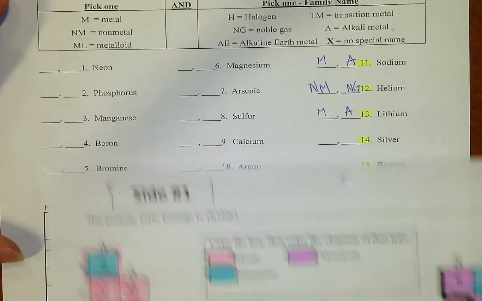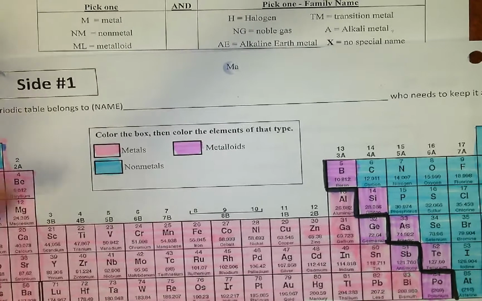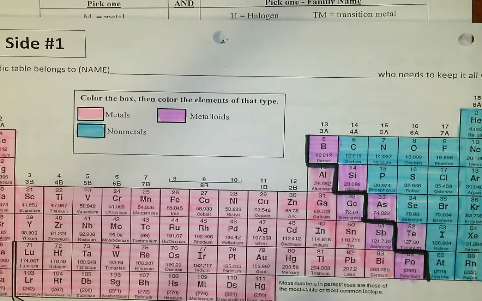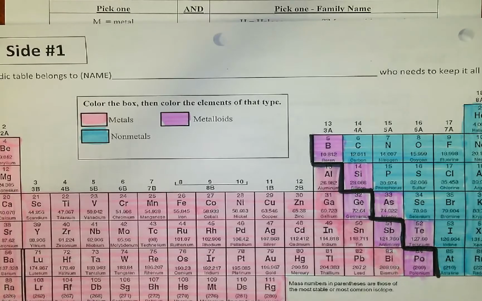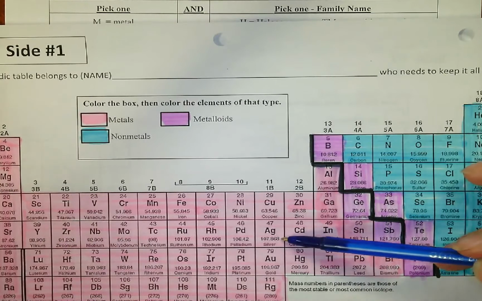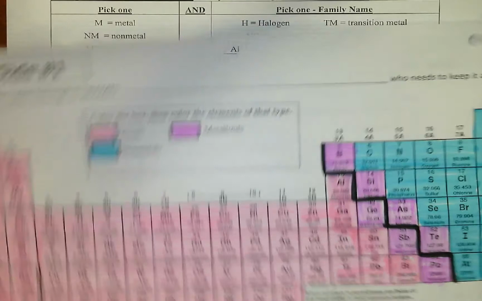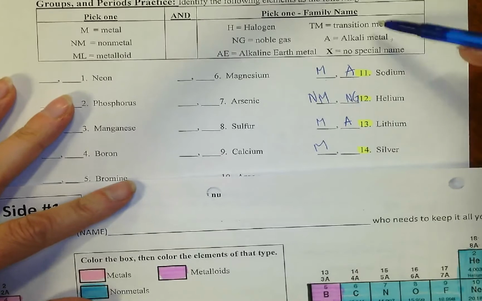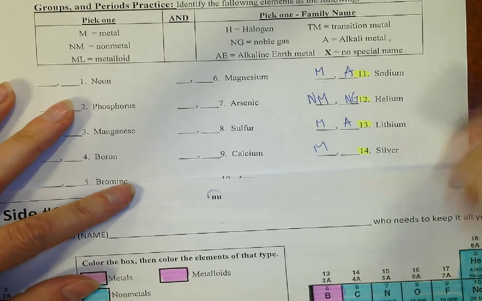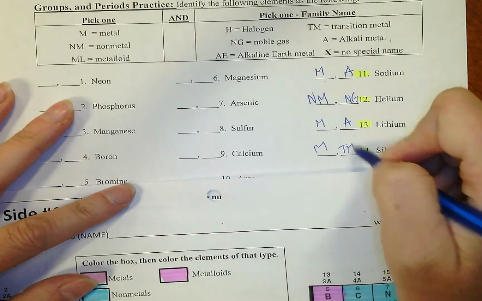Silver, sometimes students struggle finding that. You'll get much, much better at finding the elements on the periodic table as the year goes on, and you get used to it. But silver is Ag right here. It's a metal. So I'm going to put M for metal. And it's a transition metal. It's one of those middle metals, so I can say Tm.